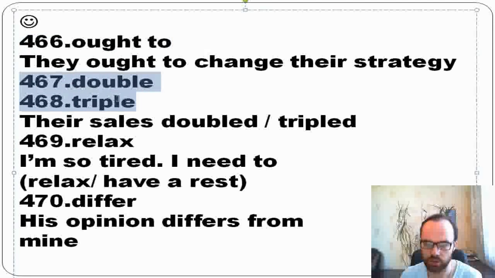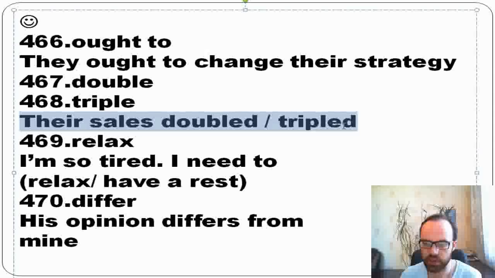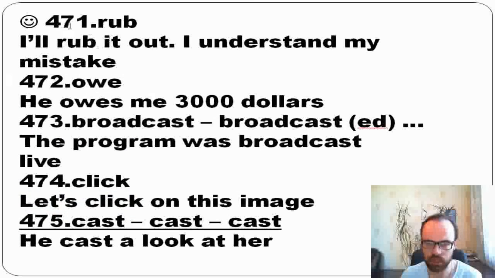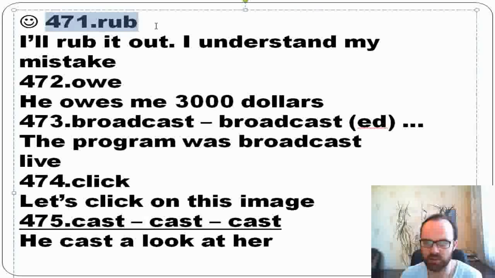Double, triple. Their sales doubled, so they became twice bigger, and triple, they became three times bigger. Relax. I'm so tired, I need to relax. I'm so tired, I need to have a rest. Differ. His opinion differs from mine. Rub. We often hear rub something out. It means erase, so I'll rub it out. I understand my mistake. Owe. He owes me $3,000.